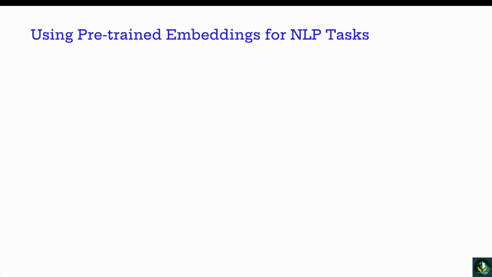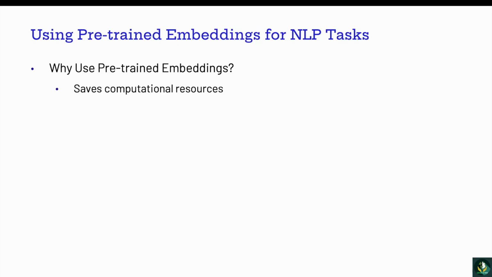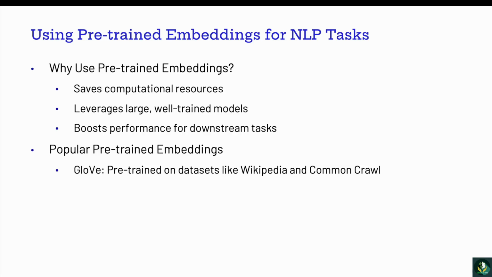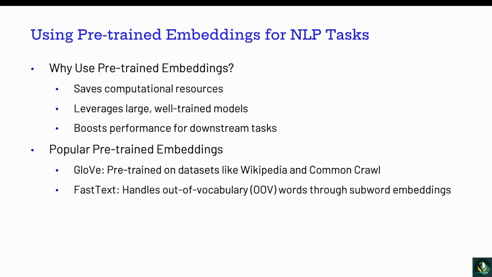Now let's look at using some of the pre-trained embeddings for NLP tasks. Now why use pre-trained embeddings? One, it saves computational resources. Second, it leverages large well-trained models. And third, it boosts the performance for downstream tasks. Some of the popular pre-trained embeddings involve GloVe, which is pre-trained on datasets like Wikipedia and Common Crawl, and as I mentioned, we're going to use that today. FastText handles out of vocabulary or OOV words through subword embeddings.